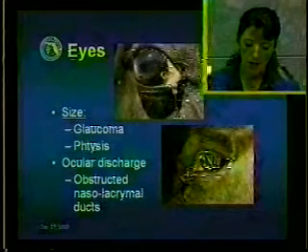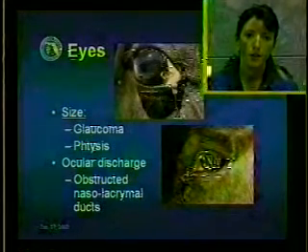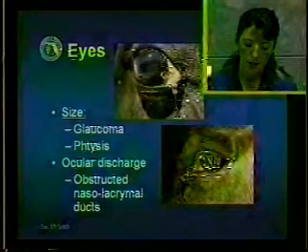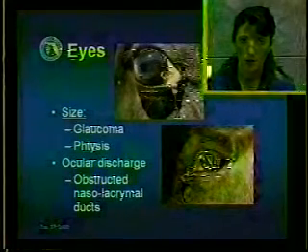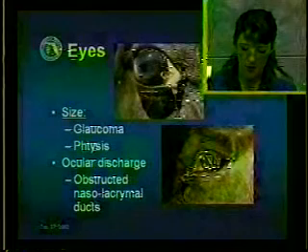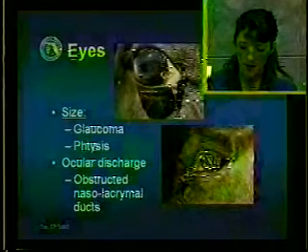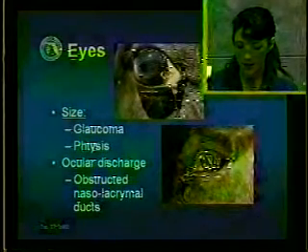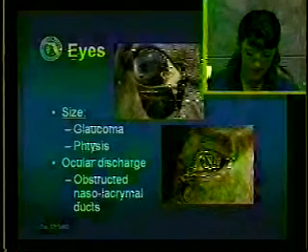Ocular discharge, especially if it's unilateral, should be addressed, and very commonly it comes from the obstruction of the nasolacrimal duct, which in turn prevents the evacuation of tears, and this can be corrected very easily by flushing the nasolacrimal ducts.